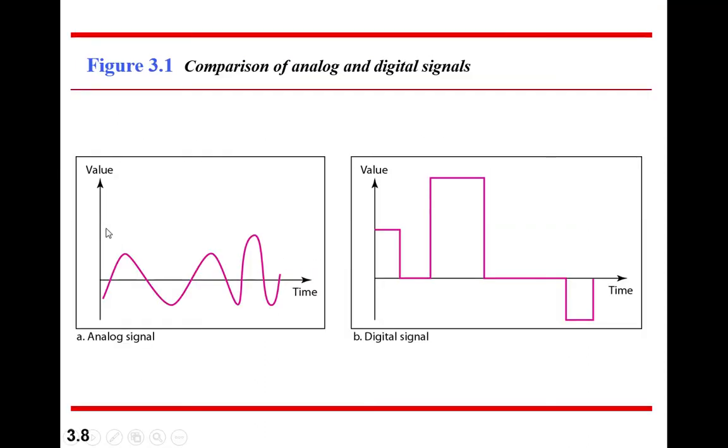For example, this is an analog signal. It is continuous. And this is a digital signal. It has discrete values, either high or low, high or low. So it has discrete values, but the analog signal is continuous.